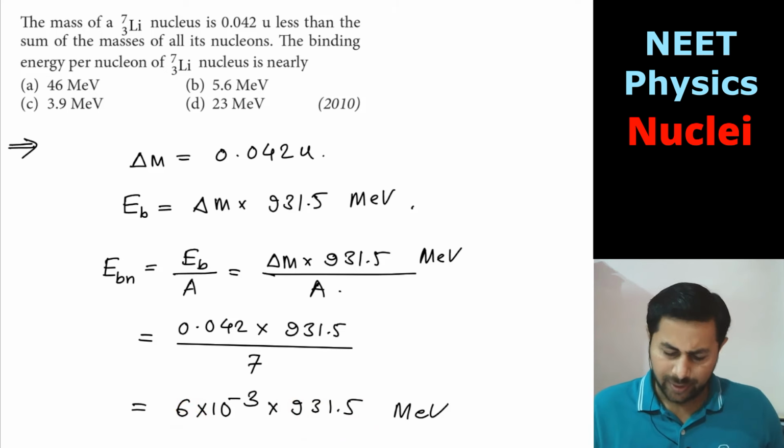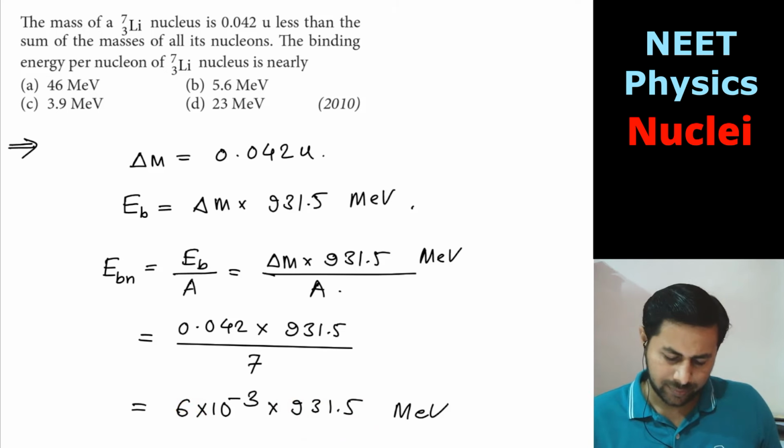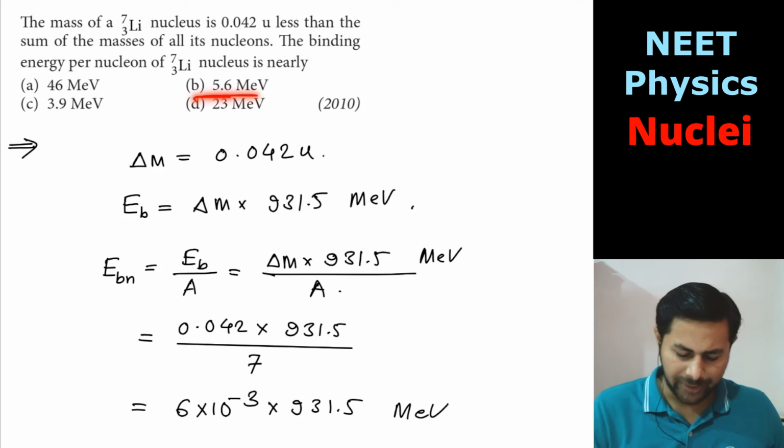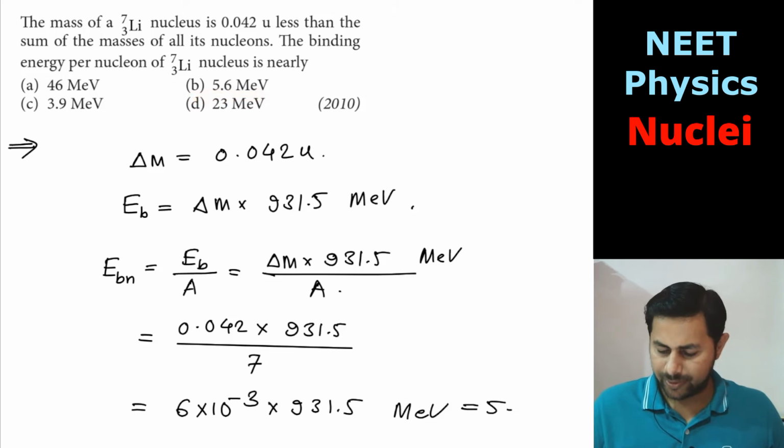Okay, so 5.6 mega electron volts, right? That would be the answer. This is clear, everyone? All right, good.